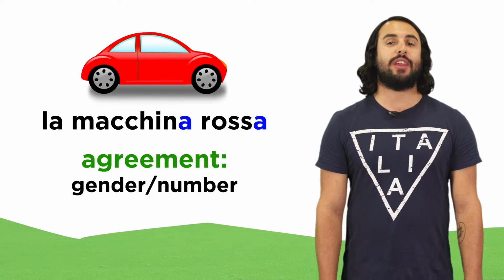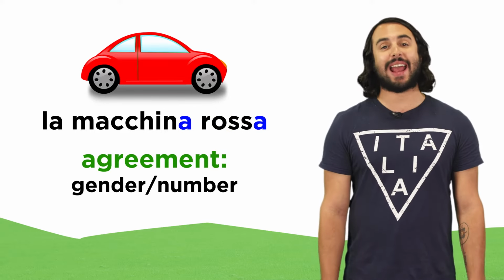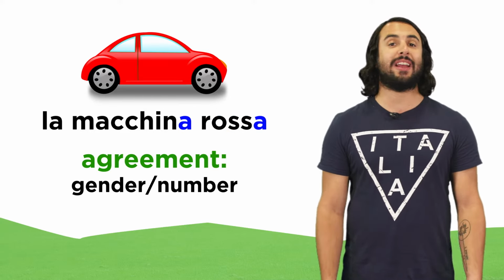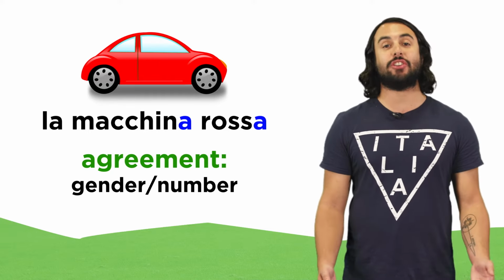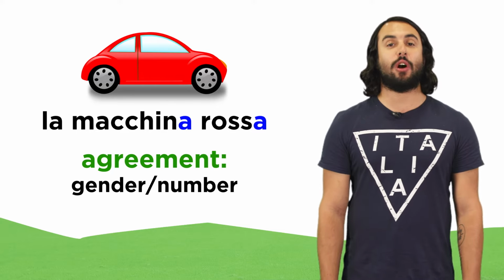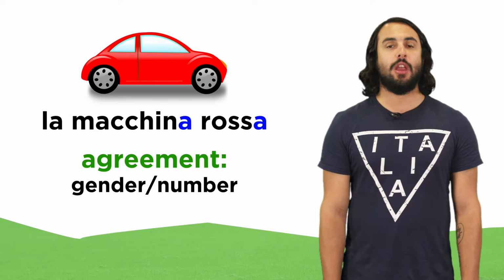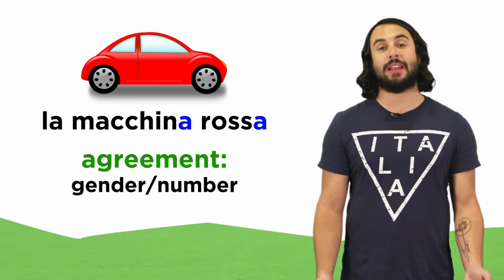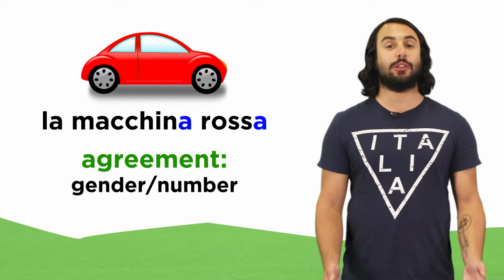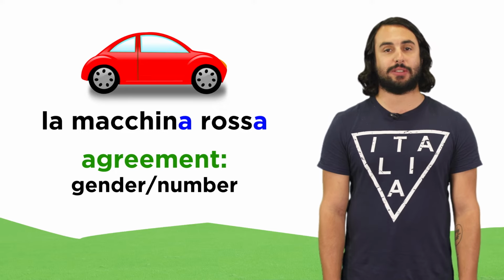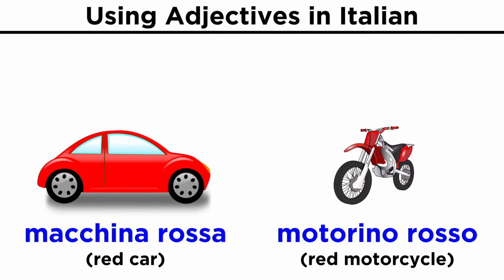The other aspect to keep in mind is that adjectives will need to agree with the nouns they are describing in terms of gender and number. In grammar, we call this agreement. Agreement doesn't necessarily mean rhyming, although that is often the case, but don't always look for that, as there are exceptions. For example, we can say macchina rossa or motorino rosso.